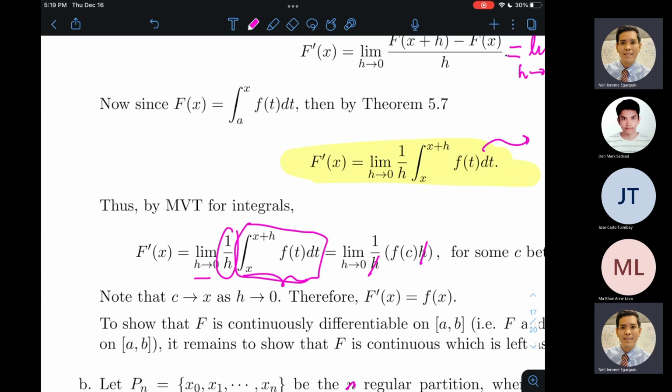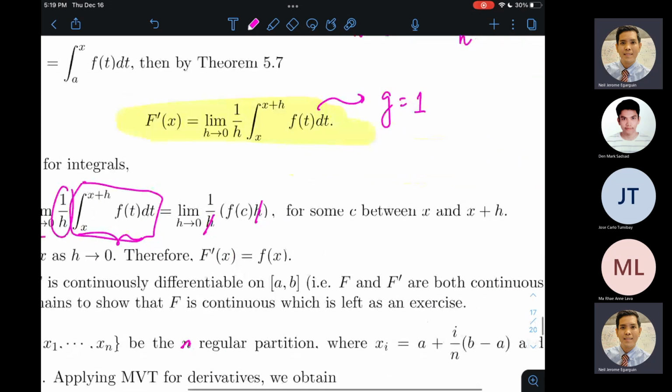But note that c is not just any constant. c is a number that depends on h. Bakit siya nagdidepende kay h? Kasi si c ay isang number sa pagitan ni x at saka ni x plus h. Now, we are considering the case that h approaches 0. What happens when h approaches 0? Kapag si h ay lumiliit, si x at saka si x plus h ay palapit ng palapit sa isa't isa. Alright? At ano nangyayari kay c kung si x at saka si x plus h ay palapit ng palapit sa isa't isa? Si c ay nasa pagitan ni x at saka ni x plus h.